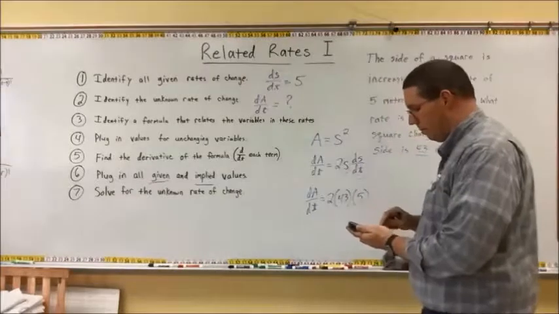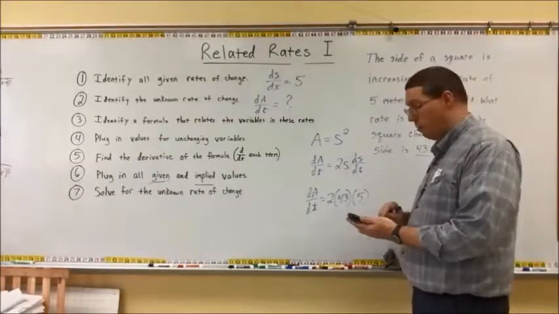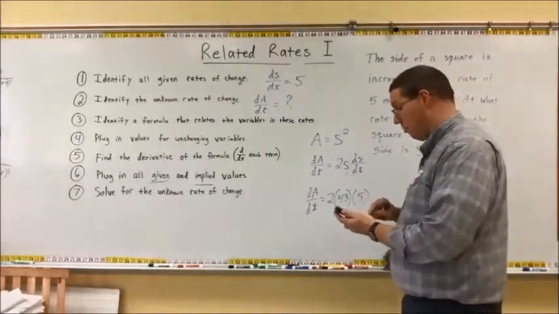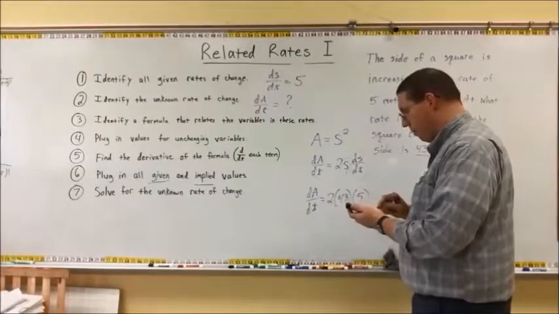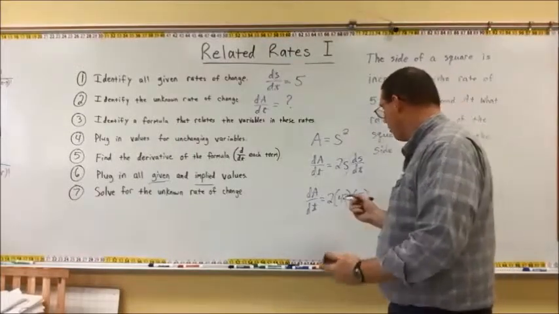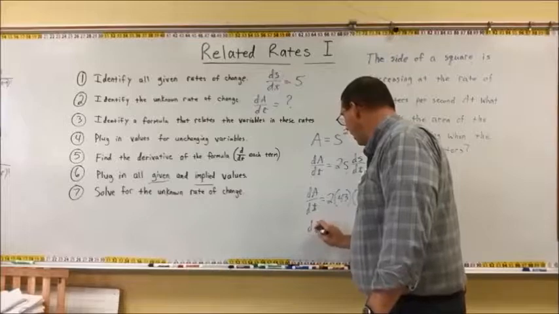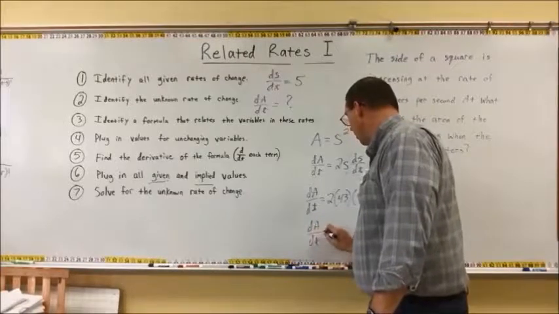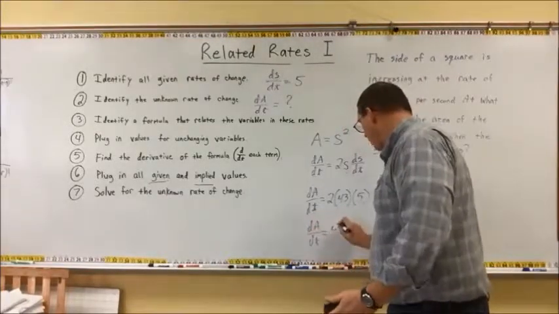You probably don't need one, but I'm going to do it anyway because I don't make a mistake on video 2 times, although I do that all the time too. 2 times 43 times 5 is 430. So our rate of change, dA/dt, the rate of change in the area is 430.